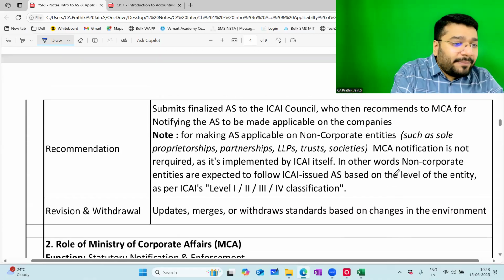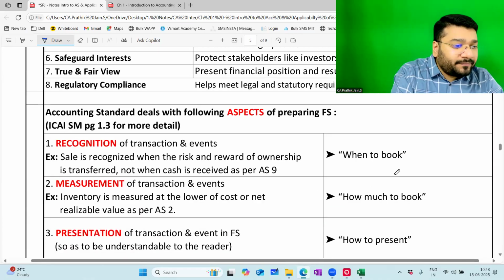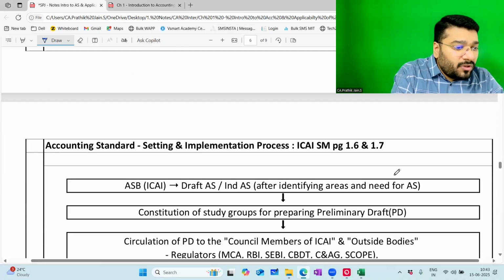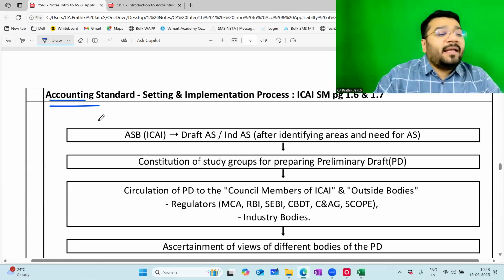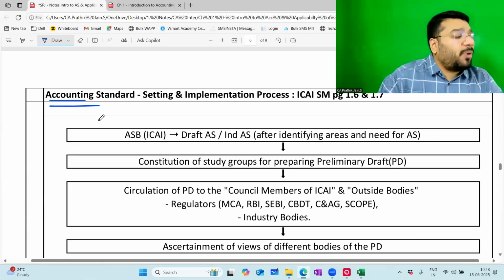So before we go to MCA, NFRA and all, let's come back to the process of how the accounting standard is worked out. So, the step-by-step process of implementing the accounting standard. What is the first step here?